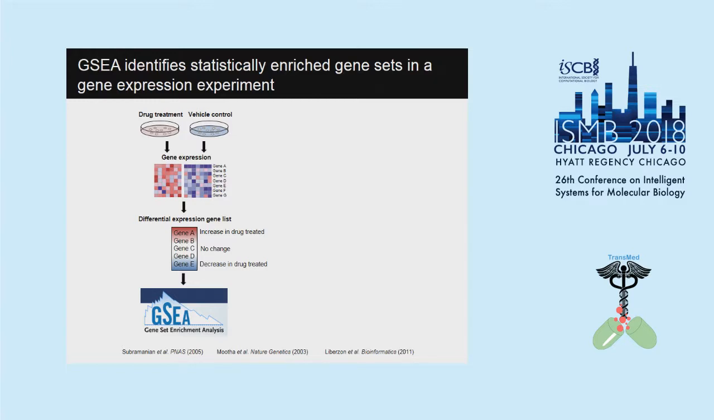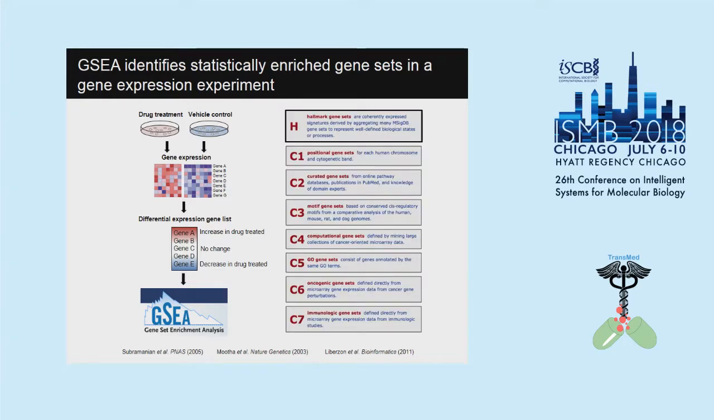GSEA is based on a key observation in genome-wide expression experiments, which is that changing biological conditions can cause modest but coordinate changes in gene expression levels for functionally related sets of genes. And so GSEA leverages these predefined gene sets that can be hosted, for example, in the MSigDB database, to ask the question: are these biological pathways or processes altered in my experiment?